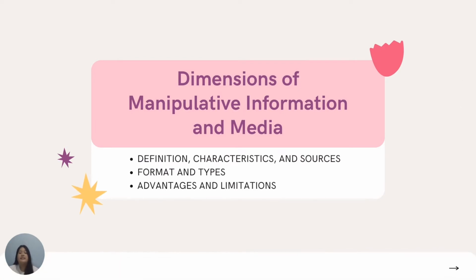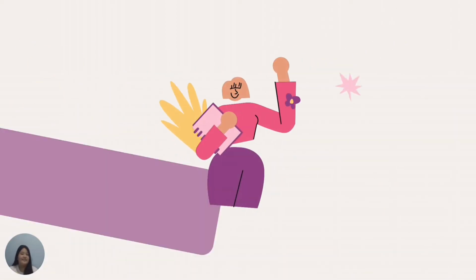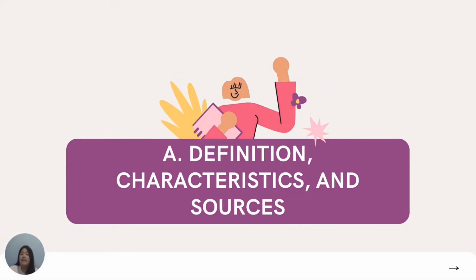We will talk about the dimensions of manipulative information and media. Under this, we have A. Definition, characteristics, and sources. Letter B. Format and types. And letter C. Advantages and limitations. So, let's start. First, definitions, characteristics, and sources.